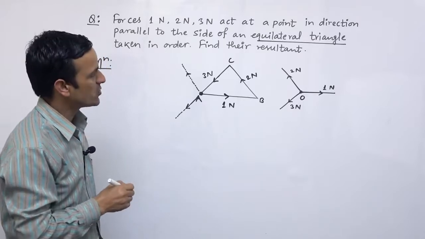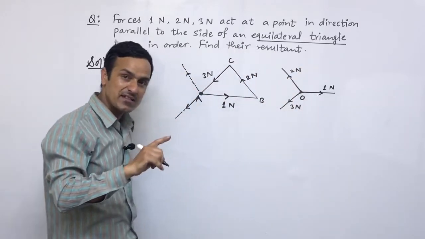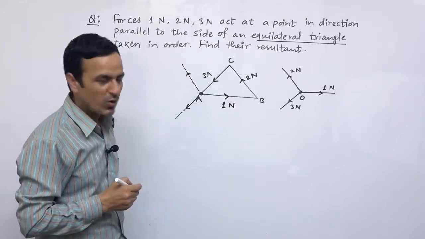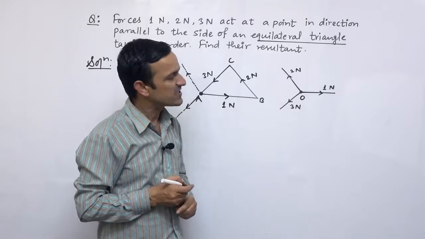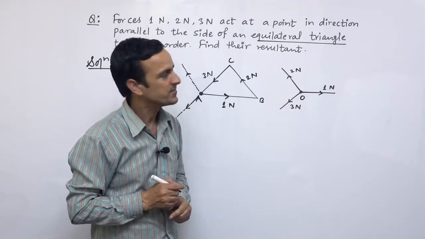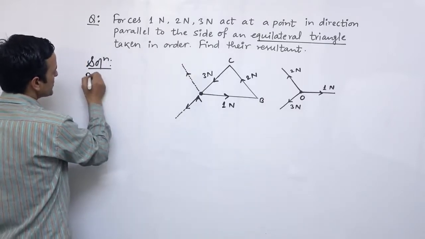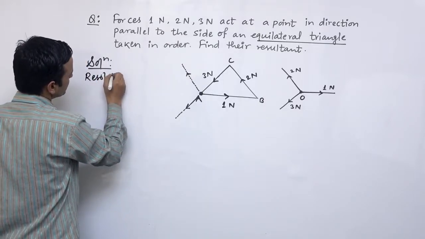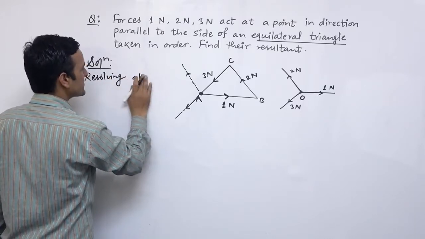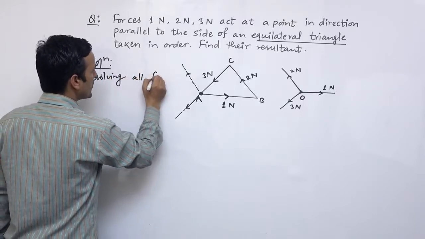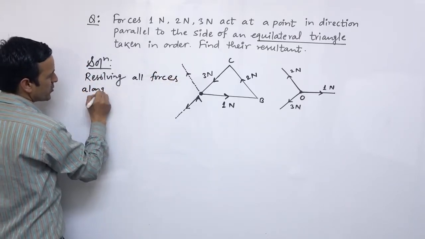First of all, for the resultant we need X and Y, capital X and capital Y, because the formula of resultant is root under X square plus Y square. So what is X and what is Y? So let's write: resolving all forces along and perpendicular.